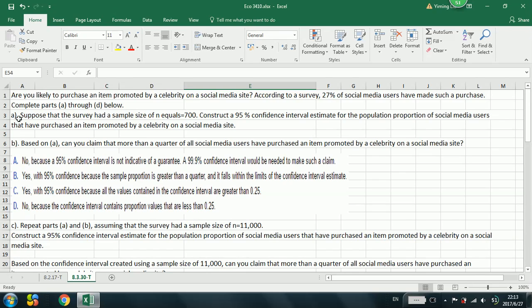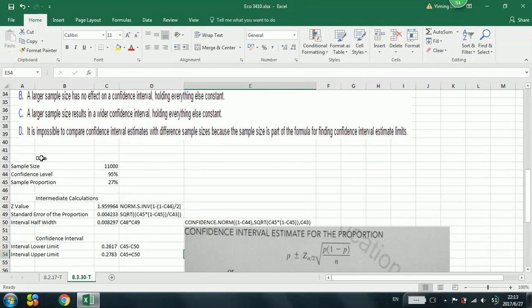For question part A, suppose that the survey had a sample size of n equals 700. Construct a 95% confidence interval estimate for the population proportion of social media users that have purchased the item promoted by a celebrity on the social media site. The data given are the sample size, which is 700 here, the confidence level, which is 95%, and the sample proportion, which is 27%.